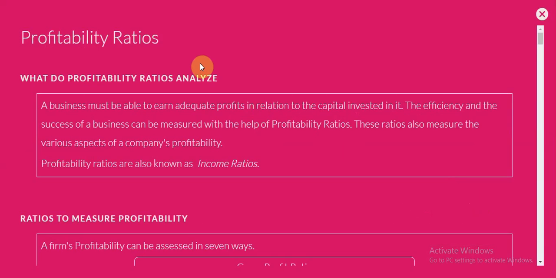It is very obvious and a very simple thing to understand, because these ratios just measure how efficiently a business uses the capital that is invested in it. A business must be able to earn adequate profits in relation to the capital invested in it. The efficiency and the success of a business can be measured with the help of profitability ratios. These ratios also measure the various aspects of a company's profitability. So profitability ratios are also known as income ratios.